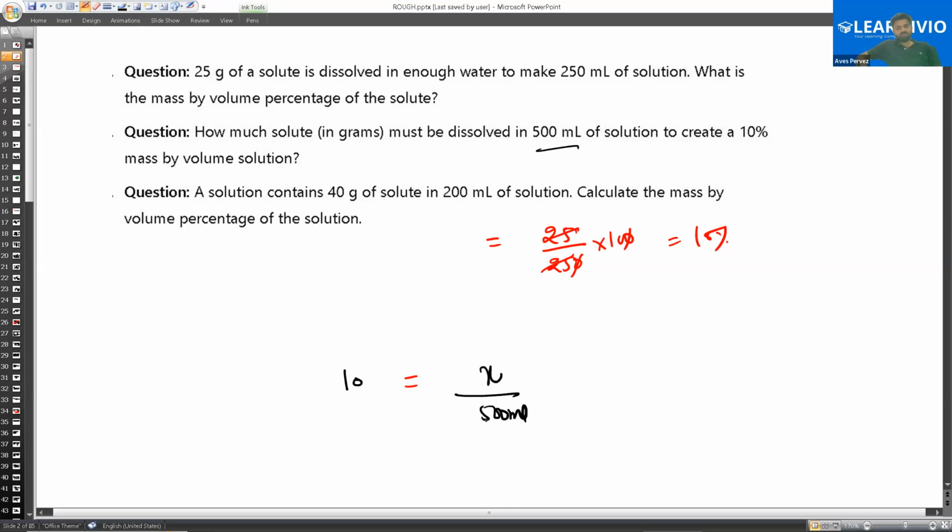Mass of solid will be X into 100. So the 2 zeros and 2 zeros will cancel out each other, and you will get this 5 and multiply with here. You will get 50 is equal to X. 1 into X is X grams. 50 grams is the answer.